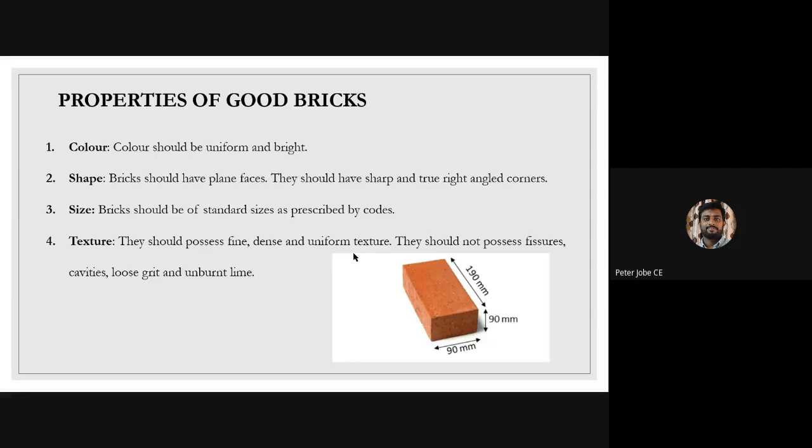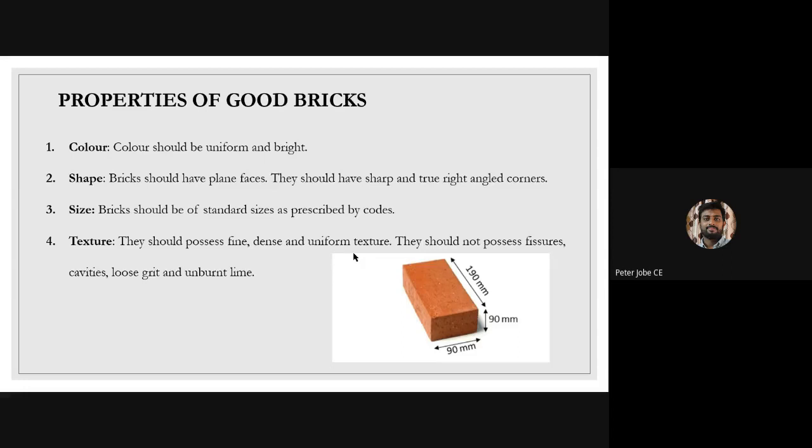It should not be loose grit, meaning small particles of clay should not come out. So it should not have a loose grip, and no unburnt lime should be there. Lime is the thing that gives the strength and bond for the brick. So all the lime present inside the brick should be burned properly so that it becomes a paste and provides sufficient holding strength for all the materials in the brick. So these are the properties of good brick: the color, shape, size, and texture.